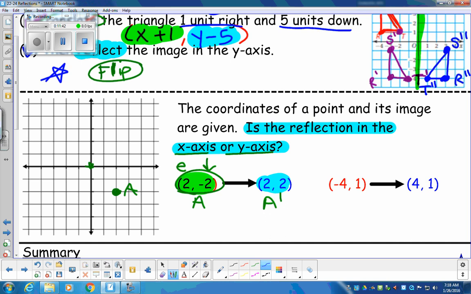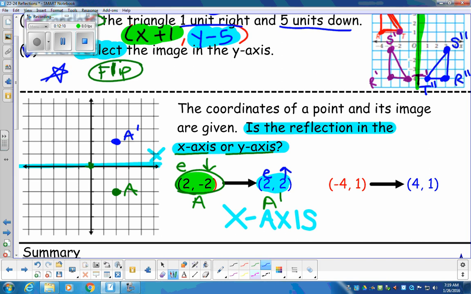We're going to go ahead and flip it to this coordinate. Find the elevator first, go up 2. Find the elevator, it's at 2, up 2, which becomes A prime. So if we go ahead and see how we flipped that, it appears that we're going to do this flip over this axis right here, which is called the x-axis. So this is a reflection over the x-axis.